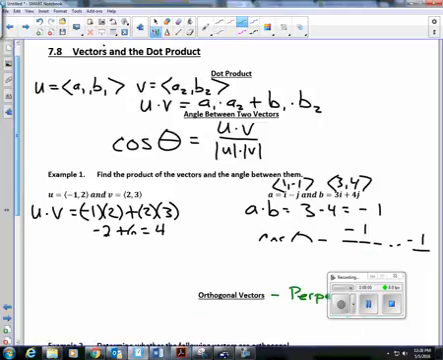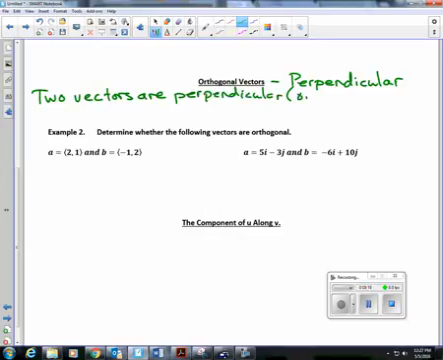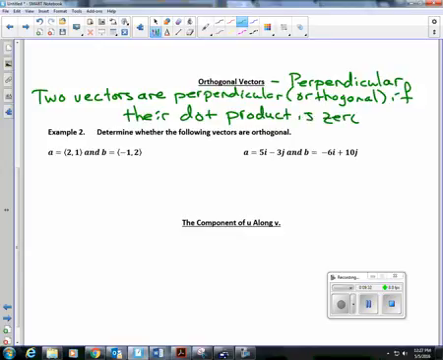So very simple to determine if two vectors are perpendicular. Two vectors are perpendicular or orthogonal if their dot product is 0.